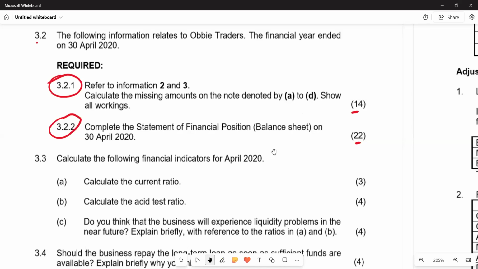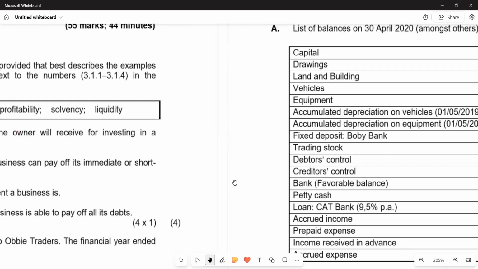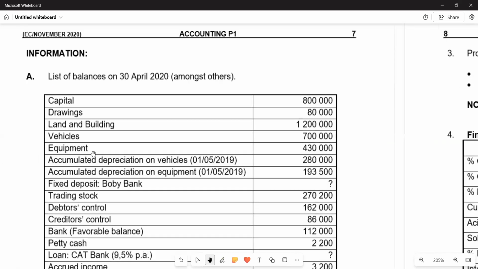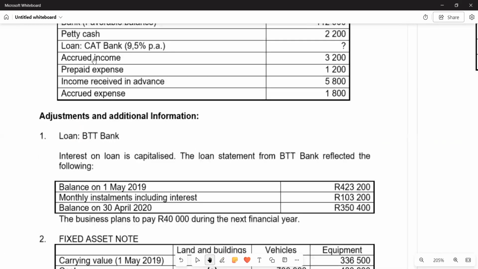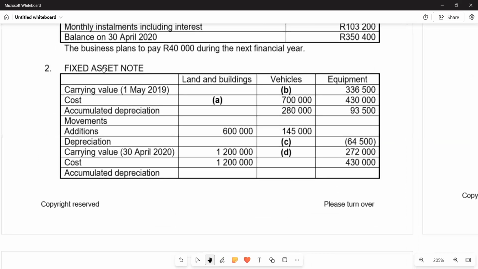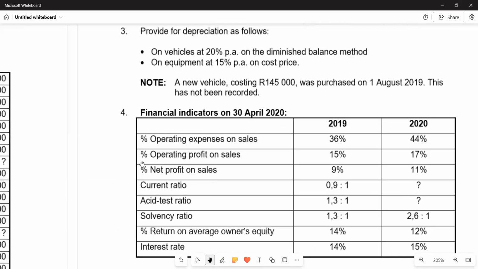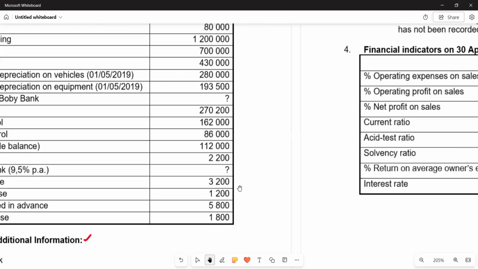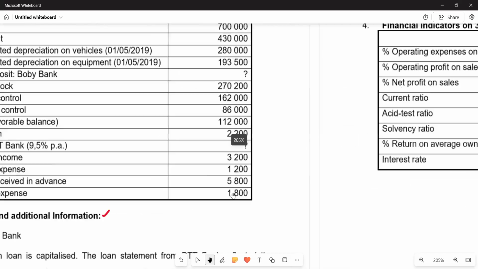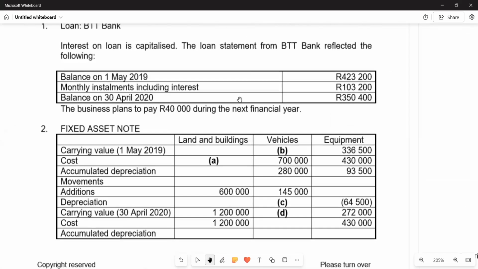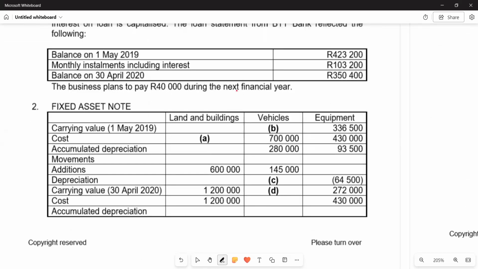So going down the question to see what we have, you are given information A, whereby you are given a list of balances on 30 April 2020. And then after the list of balances, you are given adjustments and additional information, whereby we have additional information 1, which you need to go through before you start to answer the question. And then we have additional information number 2, number 3, and lastly number 4. So we are going to try to find the missing figures, that is A to D. That is the first part of the question, whereby we have our A, B, C, and D, and we are going to find these missing figures.